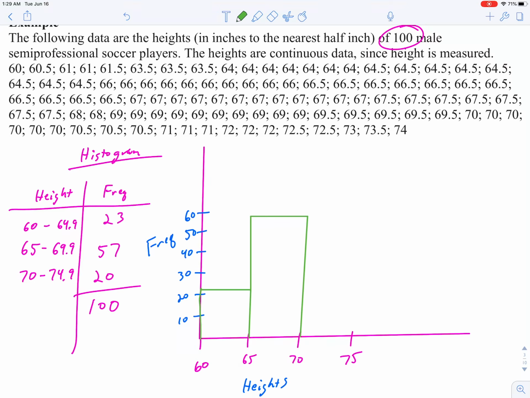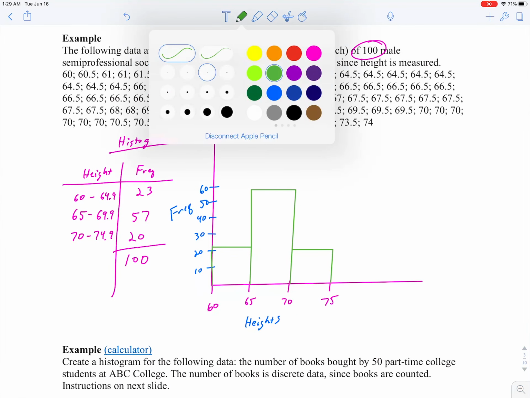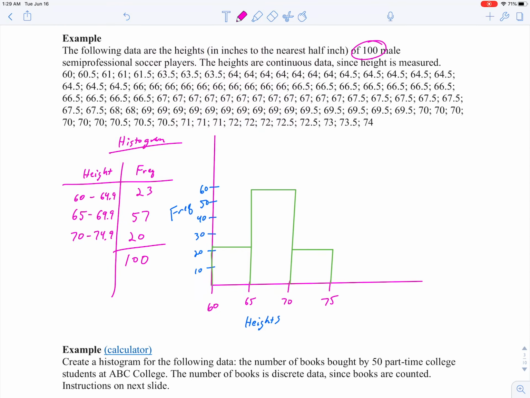And from 70 to 74.9, we have a frequency of 20. So that goes right there. And there we go. So again, notice how the bars touch, and they go up to the lower class of each next category. Okay, so there you go. There's a histogram labeled all properly. It tells you a story of the data. You can clearly see most of these heights are between 65 and 70 inches.